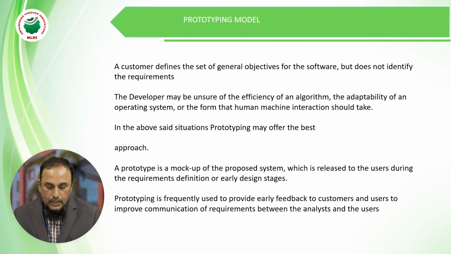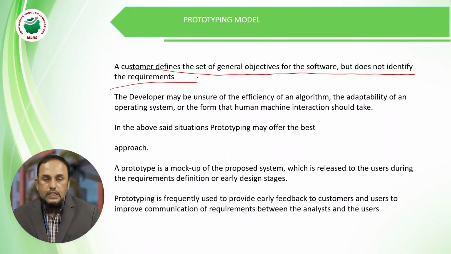Now in this prototype model, I am going for the first type of prototype model. A customer defines a set of central objectives for the software but does not identify the requirements. Whereas in the case of the evolutionary process model, the requirements are not clear.